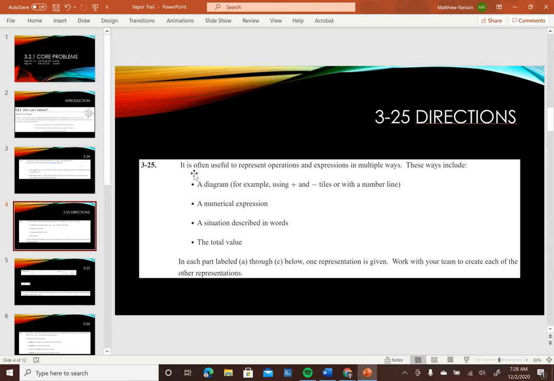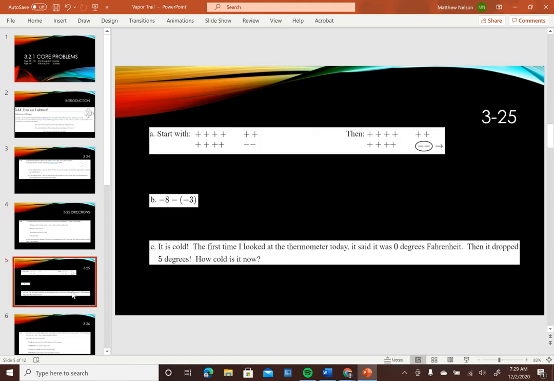It says, it is often useful to represent operations and expressions in multiple ways. These ways include diagrams, expressions, and situations in words. So we are going to represent the following problems here in different ways. Now, first off, I'm going to take a look at problem A and say, okay, how can I write this as a numerical expression? That's what I'm focused on.